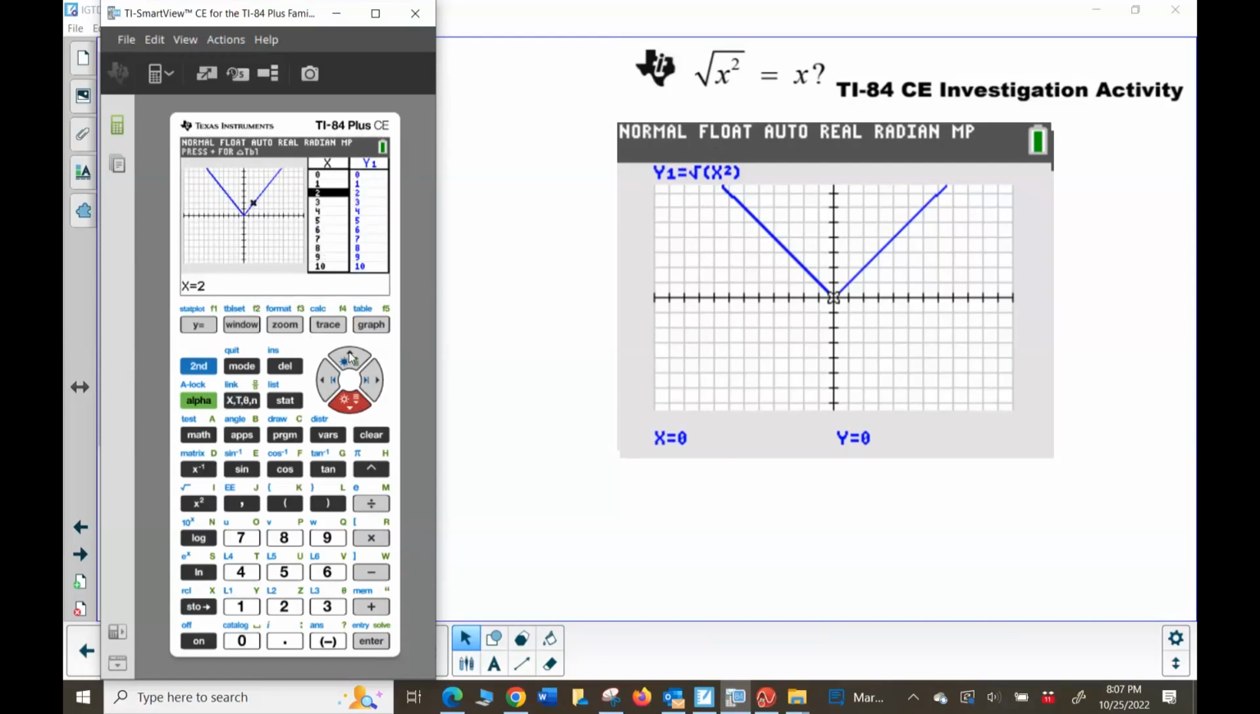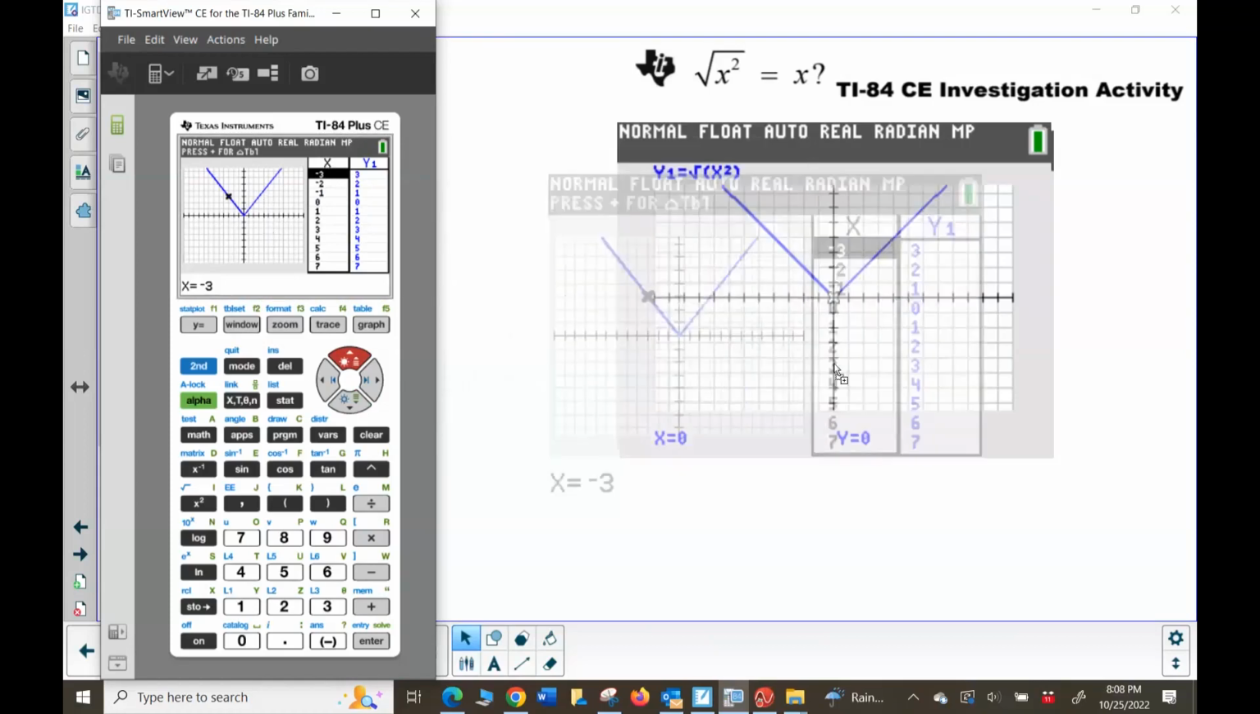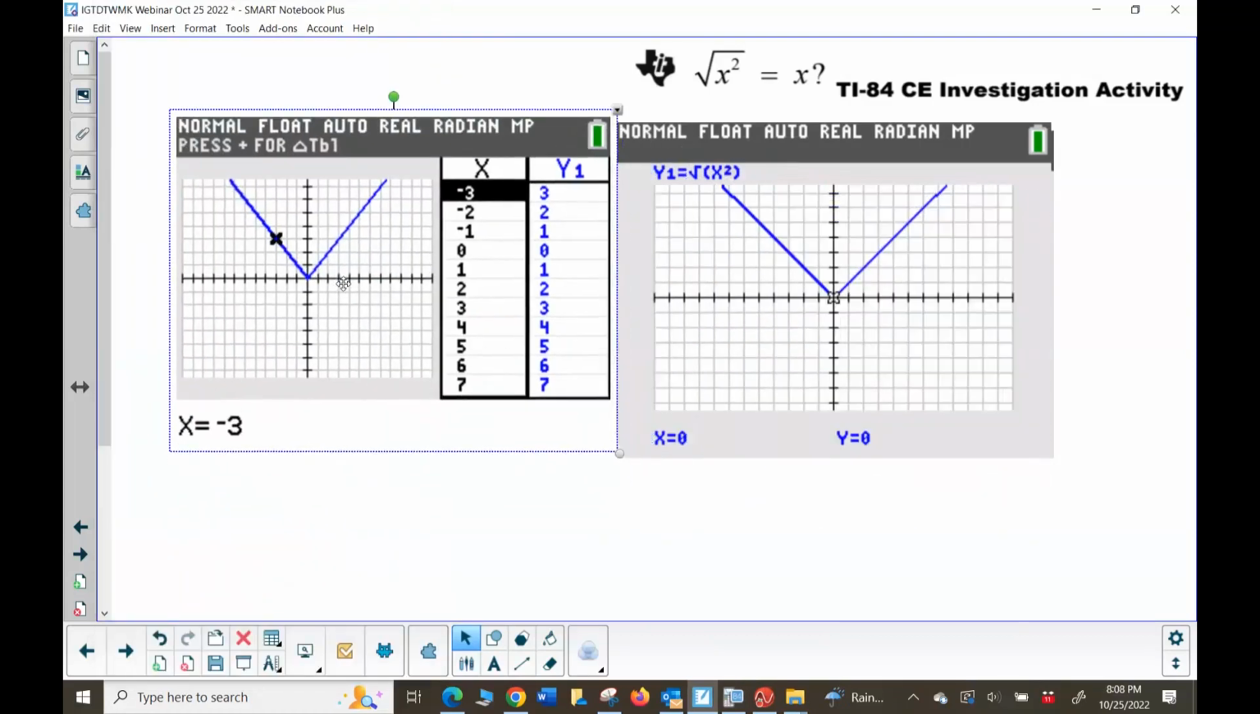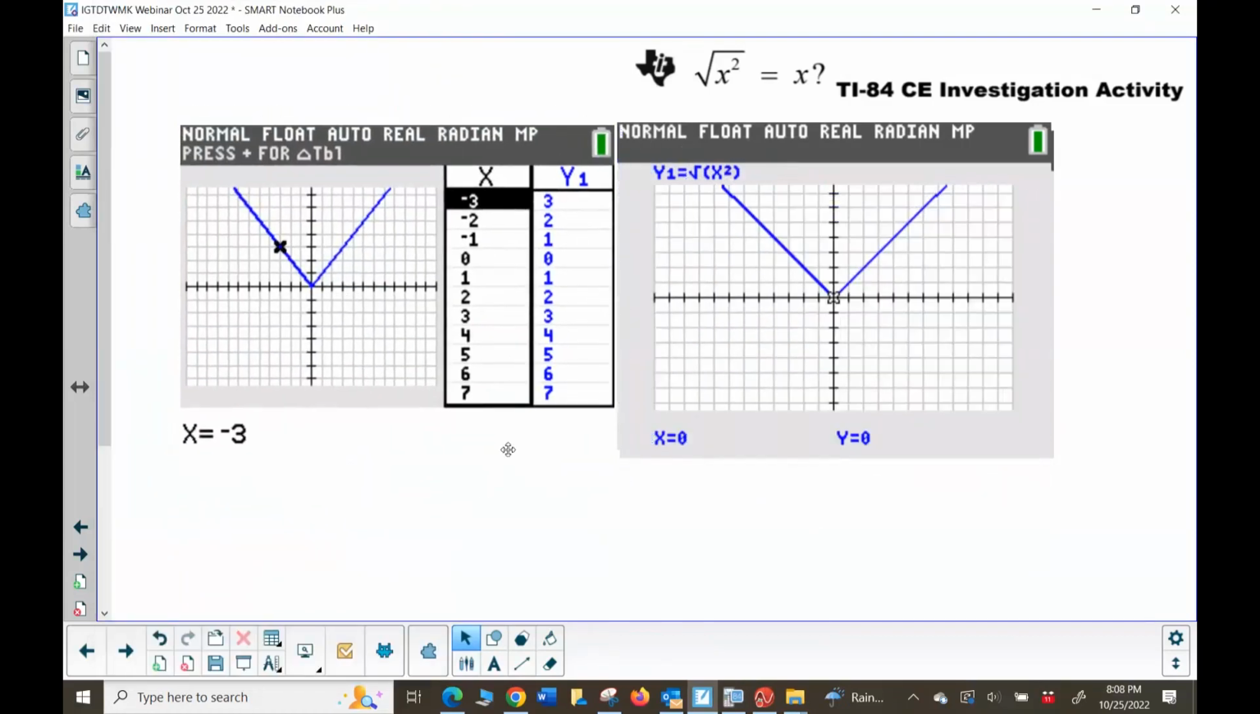So that makes sense. But when I go backwards, I go back up through to the negative numbers, you can see that this again, when I put in, let's say, -3, the quantity of -3 squared is going to be +9, and its principal square root is 3 as well. So I can see that, and I like to be able to have my students use the graph table when it's appropriate to use it.